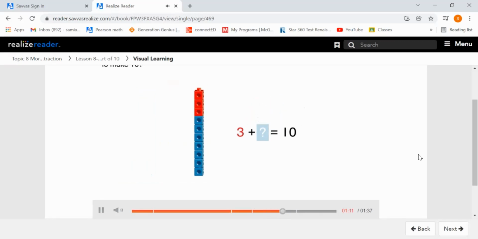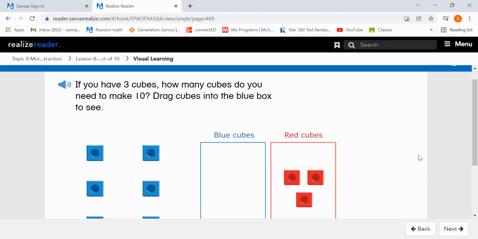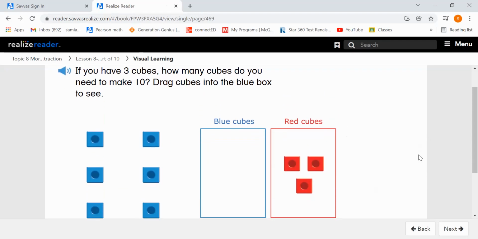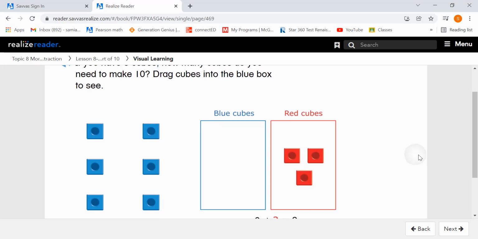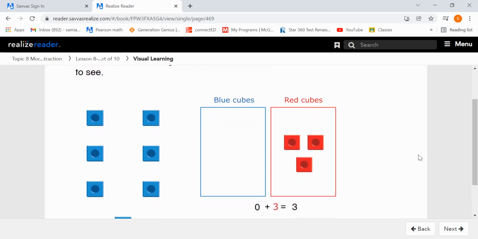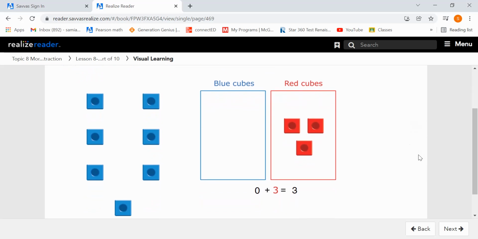There are 3 red cubes. If you have 3 cubes, how many more cubes do you need to make 10? All right, let's try it. Okay, so if we have 3 cubes, how many cubes do you need to make 10? So we're going to drag cubes into the blue box to see. So if we know we have 3, it's showing us 3 red cubes in the red box.